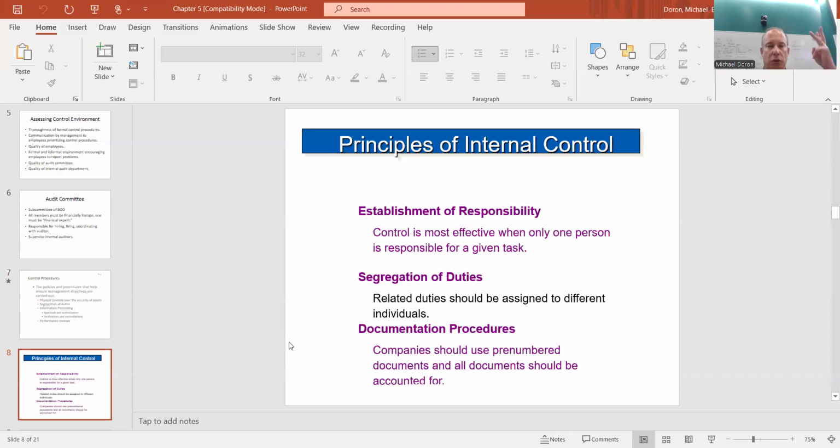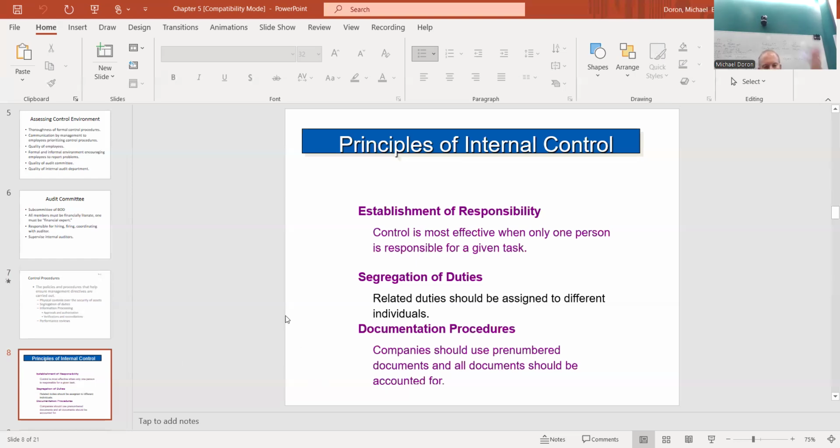Okay, the principles of internal control. Three big things. Establishment of responsibility. A control is most effective when only one person is responsible for a given task. Establishment of responsibility means there is always somebody in charge. There is one final authority on everything. That's how you make sure everything is done consistently. There's one person who has the final authority to say, okay, this is right. So every task should have somebody you can identify as being the final say on it, someone in charge. That's an important principle of internal controls.